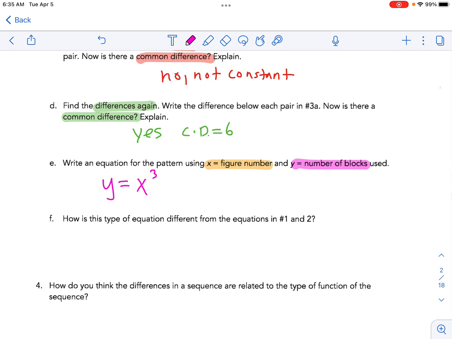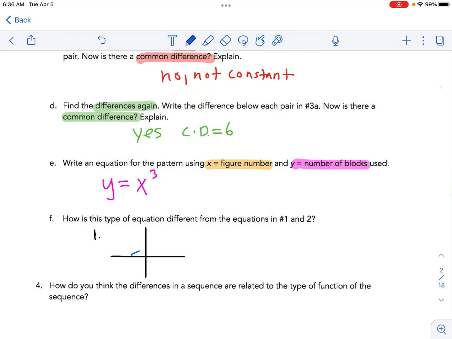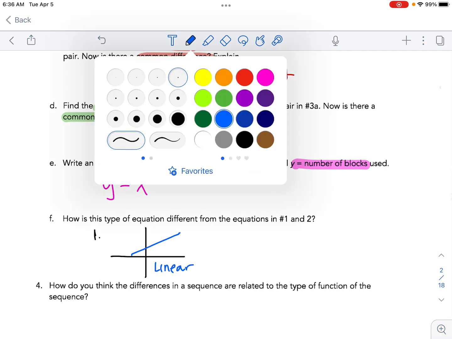And so we're looking at 3 different models, 3 different arrangements to make these 3 different mathematical functions. So how is this type of equation different from the equations of 1 and 2? And the answer is that they're all a little bit different. If we look at equation 1, we had a linear, maybe something like this if we would graph it. That was linear.